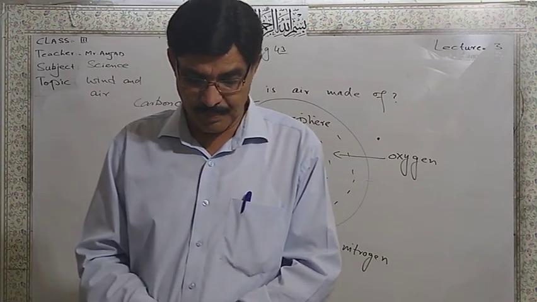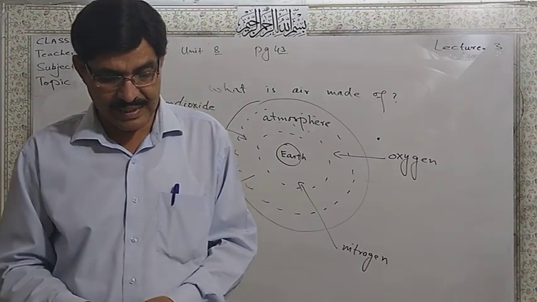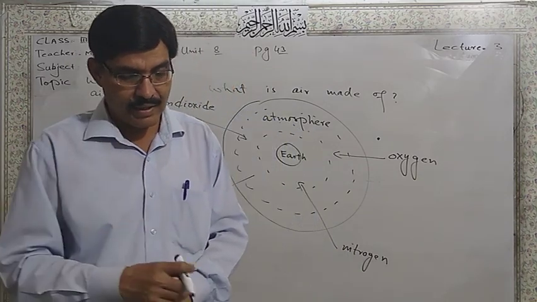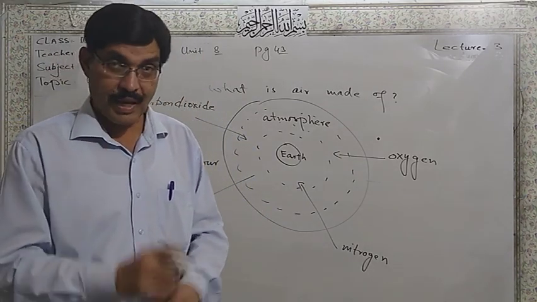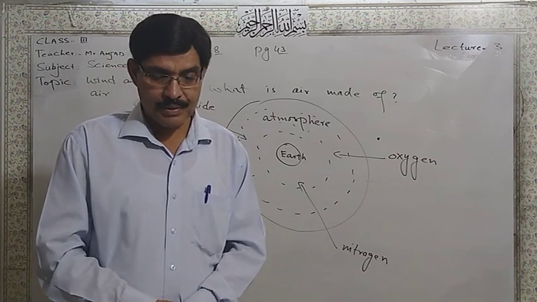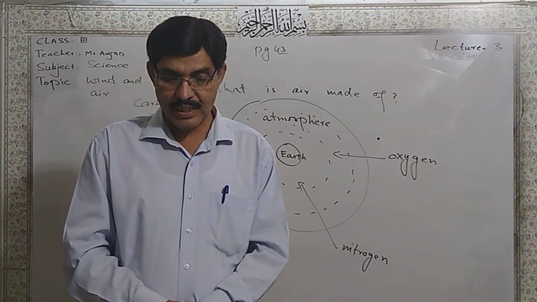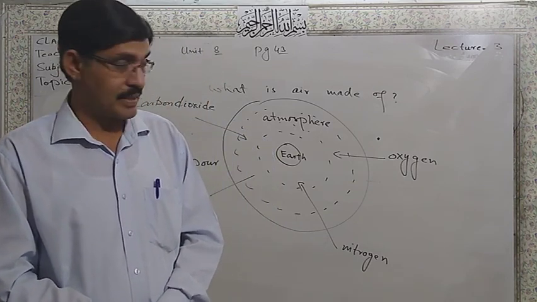The second thing is space. There is a lot of air near the surface of the earth. As we go higher and higher above the earth, the air becomes thinner and lighter. After about 600 kilometers, there is no air at all. This part that is outside the atmosphere is called space.